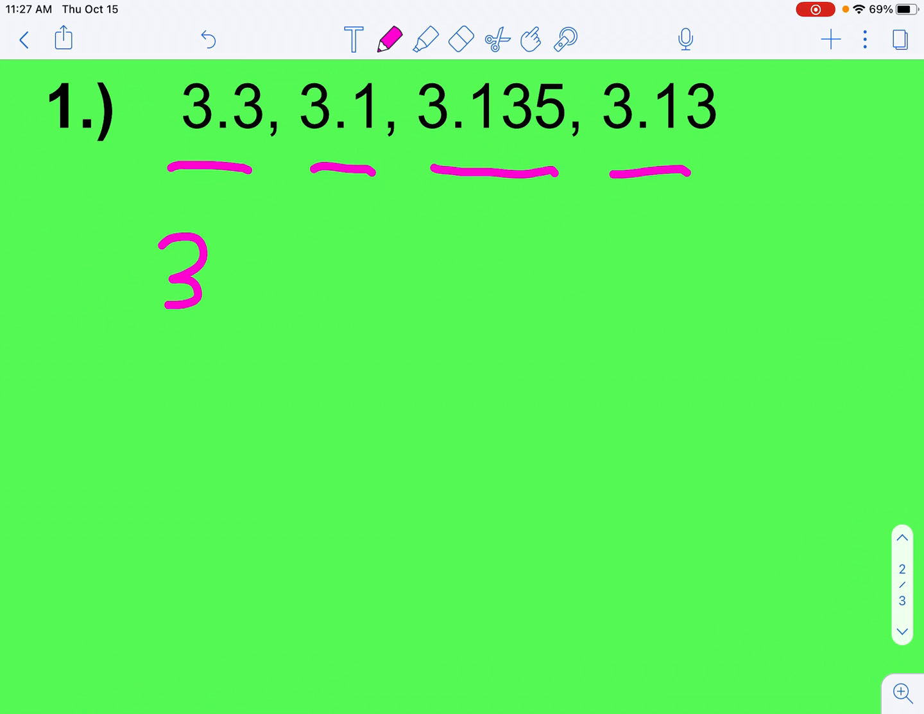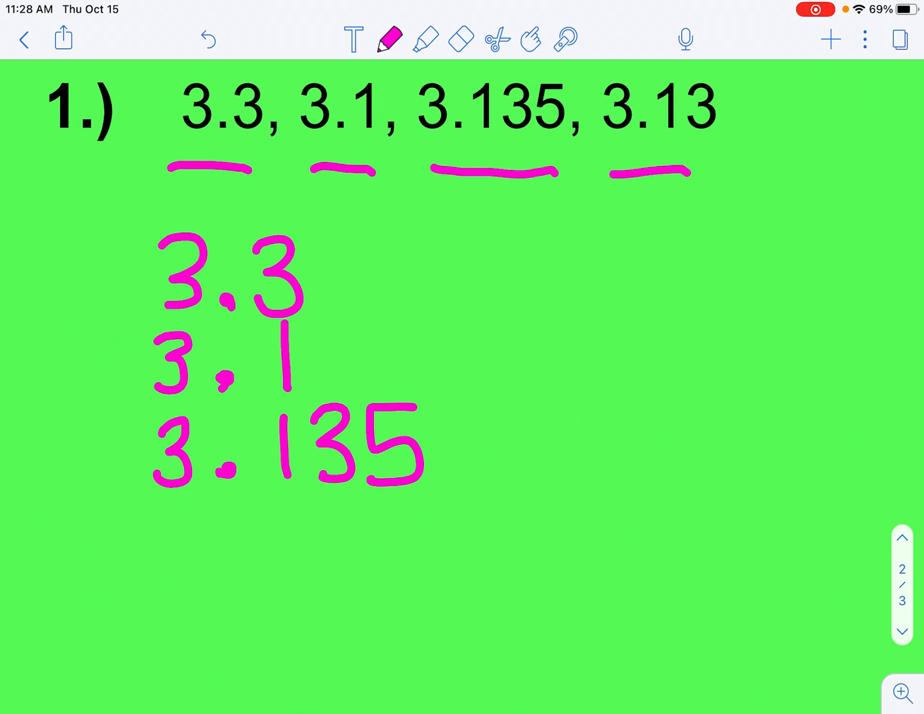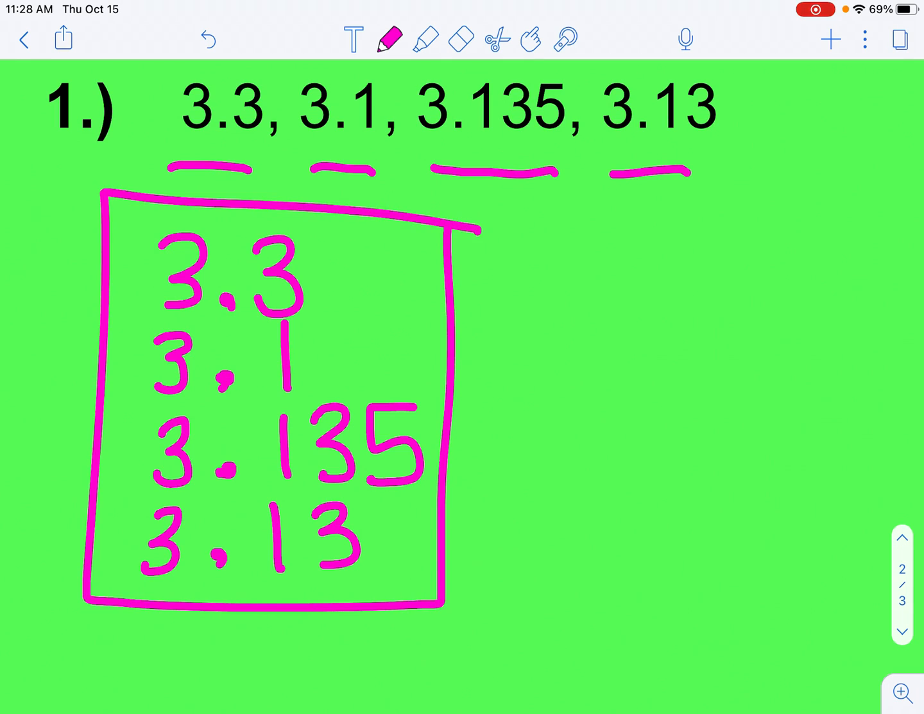What I always do when I start is I write my decimals out just exactly how they are, and I line up my decimal places. So I have 3 and 3/10, and then I have 3 and 1/10, and then I have 3 and 135 thousandths, and then I have 3 and 13 hundredths. Then I like to make sure I have all my numbers filled in, so I add zeros so that all my numbers look the exact same.